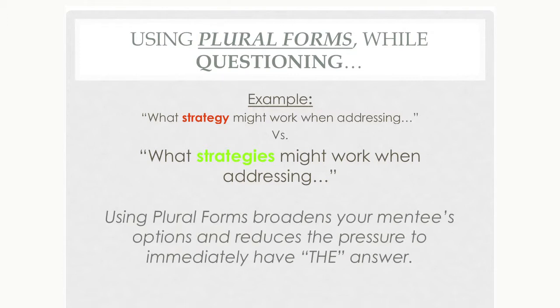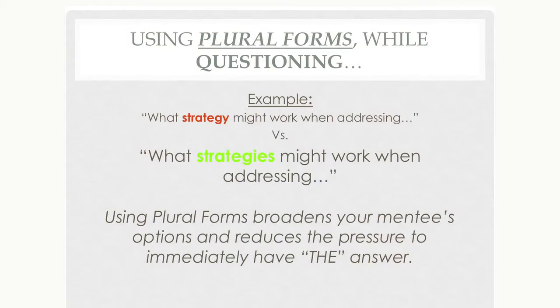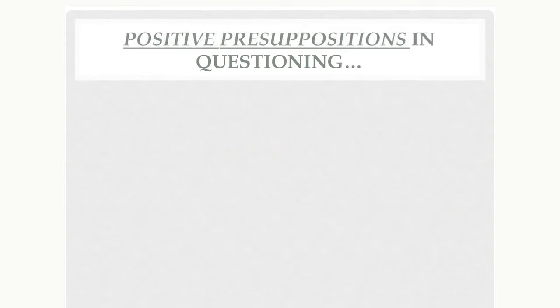When we use these plural forms, it broadens your mentee's options and reduces the pressure to immediately have the one answer that you may be looking for or they perceive you looking for. So using those plural forms gives the mentee more opportunity to think of different options that may be in their tool belt. Another thing to think about in questioning are using positive presuppositions.